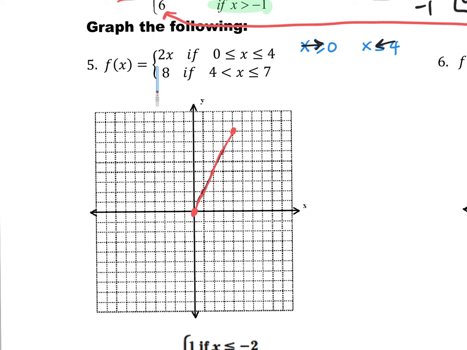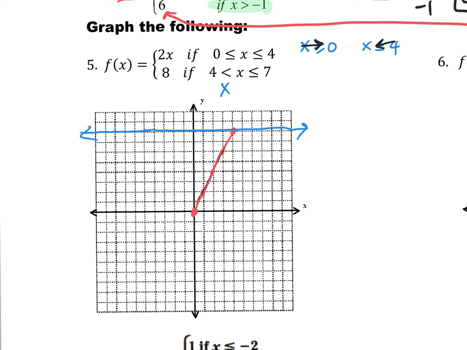Take a peek at this next one. What is this function going to look like? Y equals 8. What's it going to look like? Y equals 8. Greater than 4 and less than 4. But what's Y equals 8 look like? Horizontal. At 8. So again, you might want to draw really lightly since you don't have your dry erase board anymore. This is Y equals 8. Where do we want that to exist?